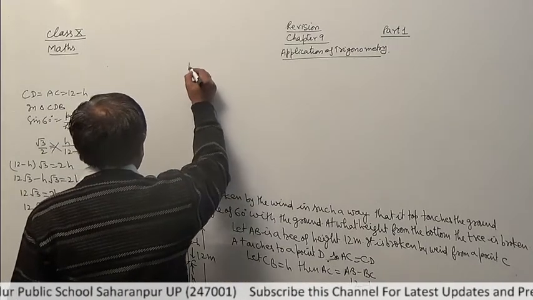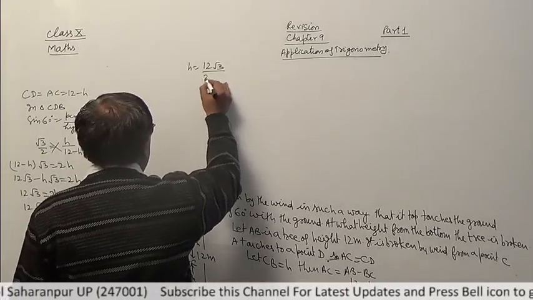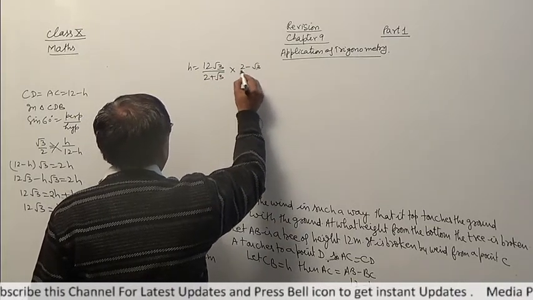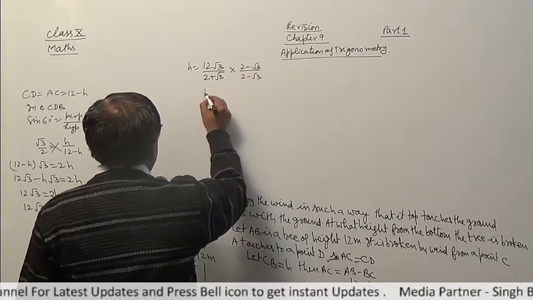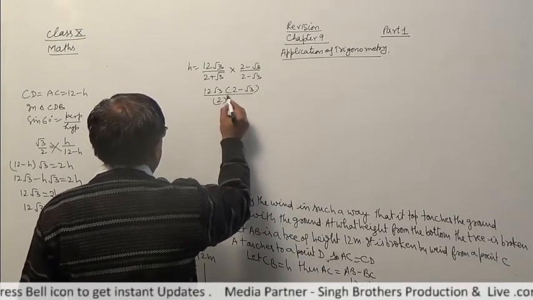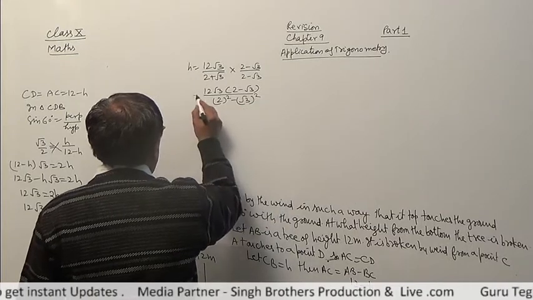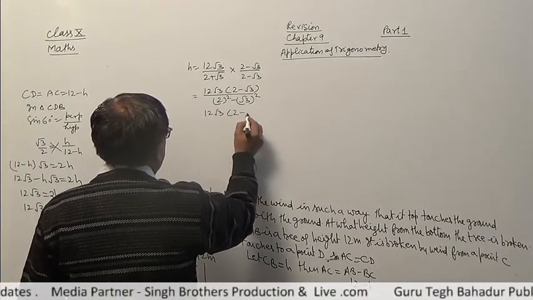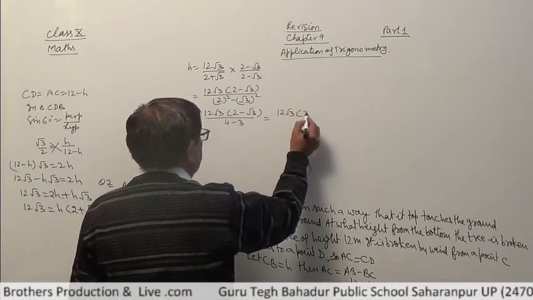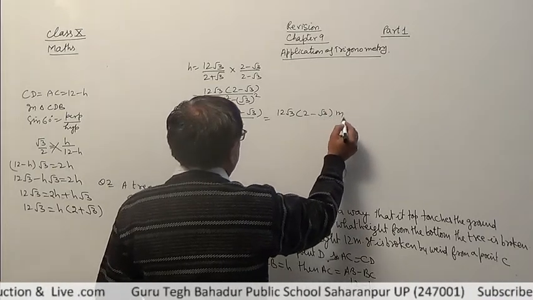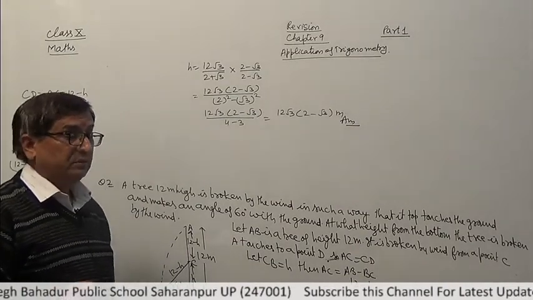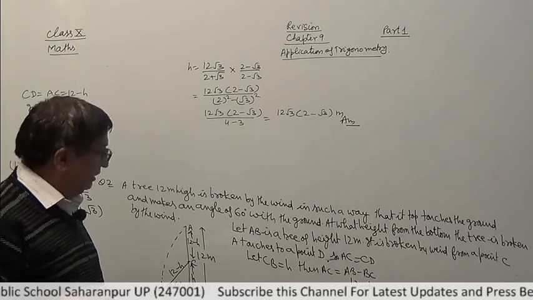And h is equal to 12 root 3 upon 2 plus root 3 multiplied with its conjugate, 12 root 3, 2 minus root 3 upon 2 square minus root 3 square, 12 root 3, 2 minus root 3 upon 4 minus 3. 12 root 3 into 2 minus root 3 meter. This is the answer. Let us take the third question.